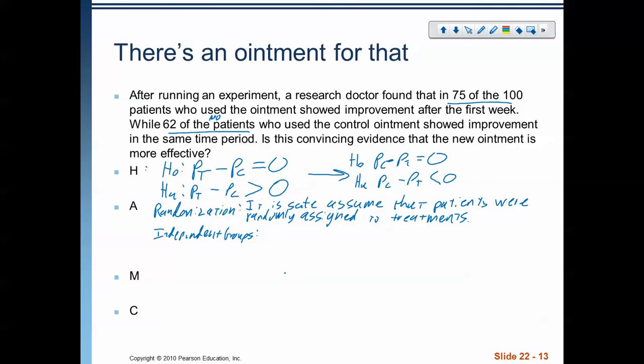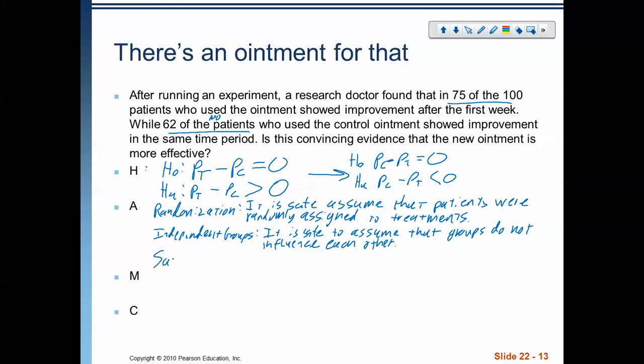So is it safe to assume that they're independent? In this case, I think it is safe to assume that groups do not influence each other. And we kind of have to figure that one out just based on the experiment. Is there an indication that one group would be influenced by the other? And because we had people randomly assigned to treatments, it's probably safe to assume that they're not influencing each other.